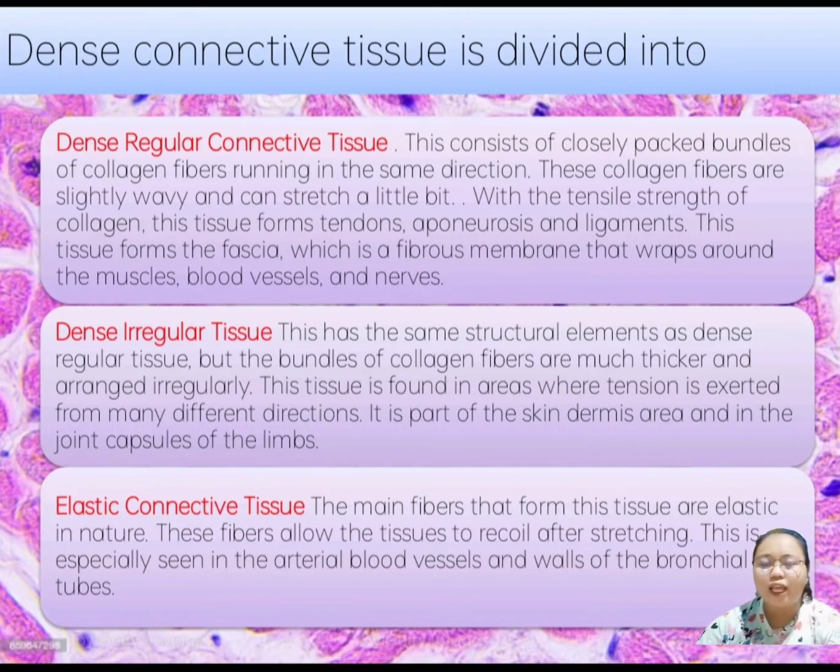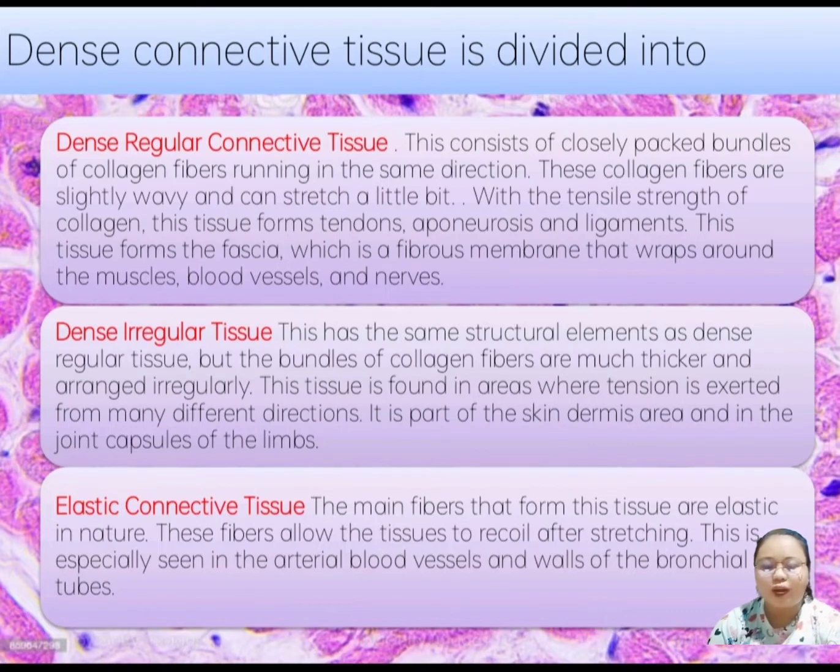For the second one, dense irregular tissue. This has the same structural elements as dense regular tissue, but the bundles of collagen fibers are much thicker and arranged irregularly. This tissue is found in areas where tension is exerted from many different directions. It is a part of the skin dermis and the joint capsules of the limbs.